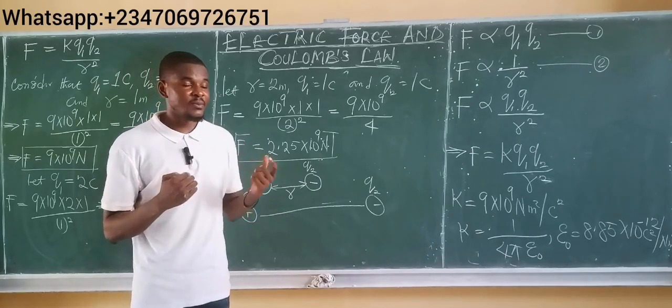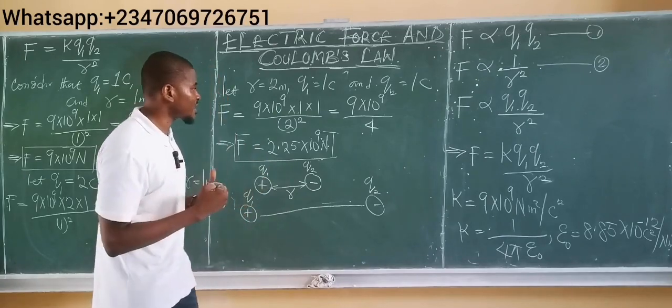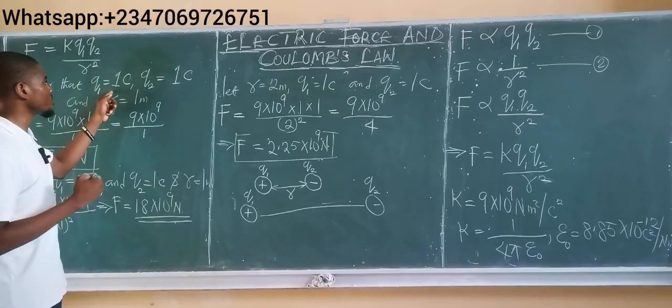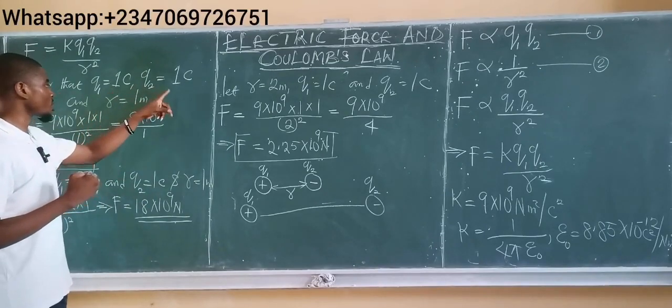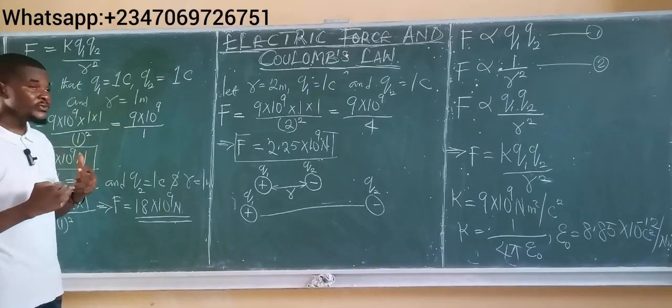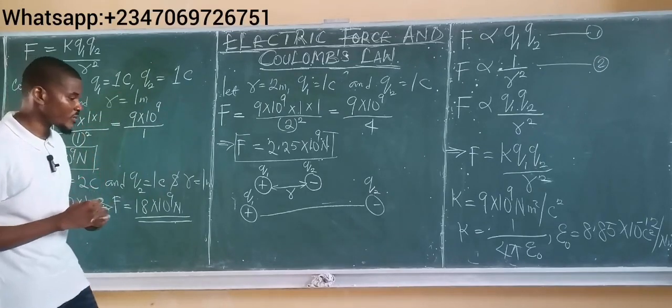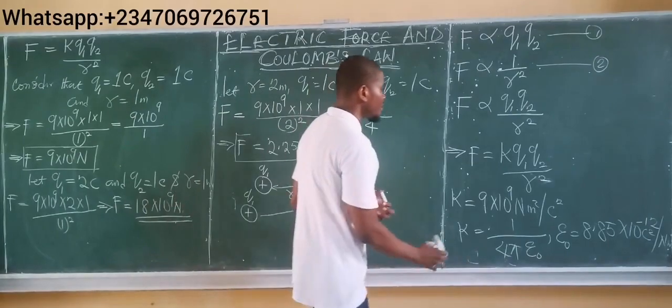Now I'm going to use an example to explain that. Let's say that this distance is no longer 1 meter. Let's keep the two charges as 1 coulomb and 1 coulomb. Now let us reduce the distance between them from 1 to 0.5. Let's see what we are going to obtain. Okay, I can take this off now.